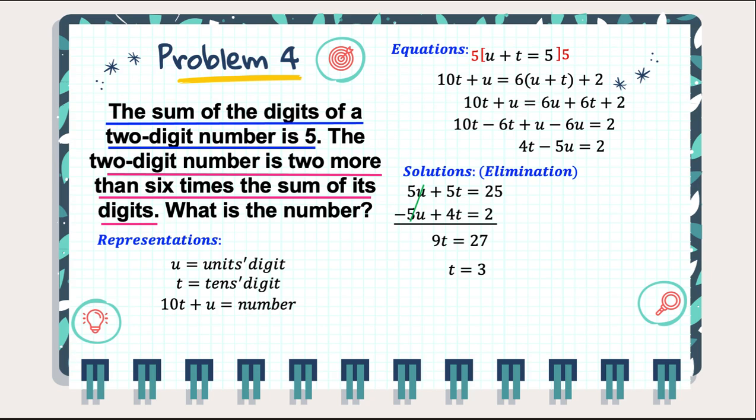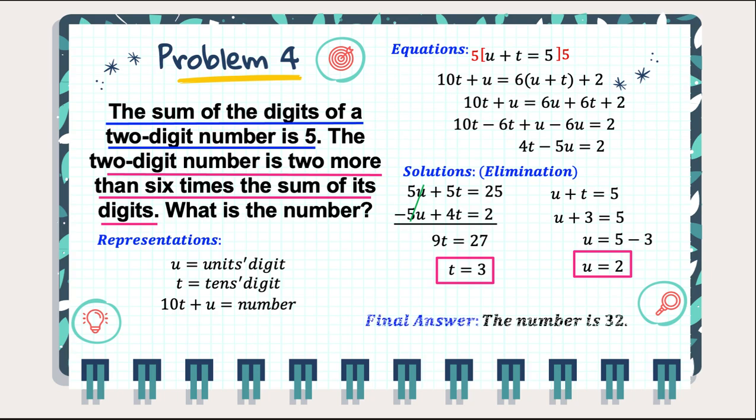As we get the value of u, I can use the first equation here, which is u plus t equals 5. Substitute the value of t, which is 3. So that will be u plus 3 equals 5. Here, transpose 3, so u equals 5 minus 3. The value of u is 2. Writing our final answer, you have to write first the tens digit followed by the units digit. So therefore, the number is 32.